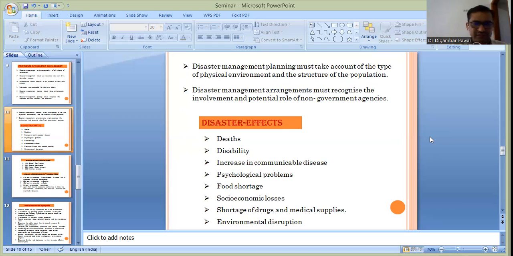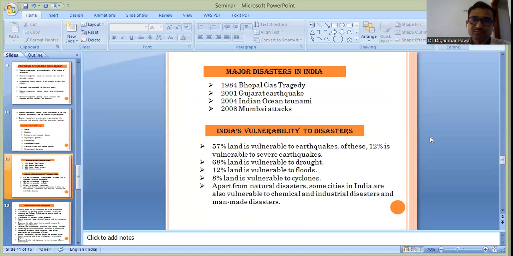Food shortage is there. It is very important because disaster is a leading cause of hunger. Food insecurity leads to many more issues, like health issues, social and political, as well as economic issues or disturbances. Then socio-economic losses, and shortage of drugs and medical supplies due to disaster also happen. Even environmental disruption is there.